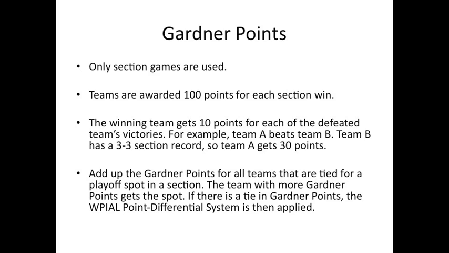So if Team A beats Team B and Team B has a 3-3 section record, then Team A gets 30 points towards the Gardner point system, and it's cumulative to whatever point in the season you are.